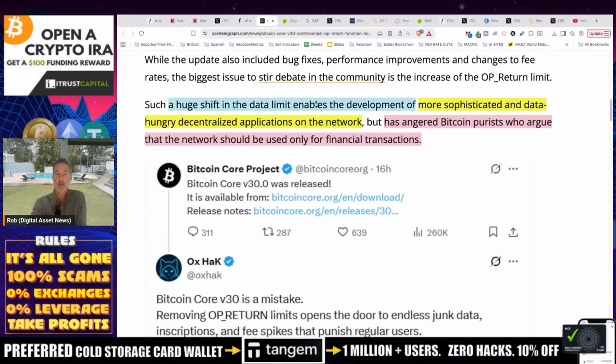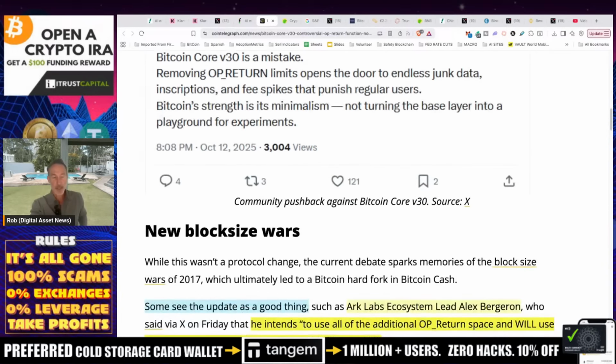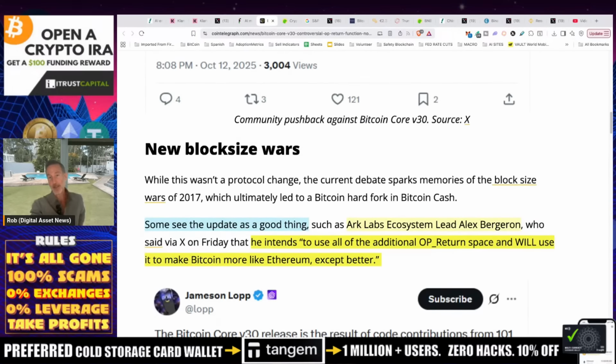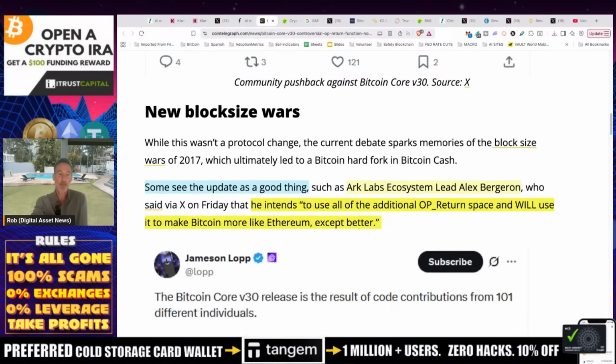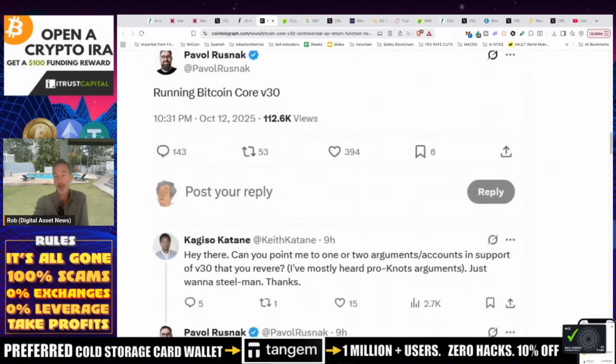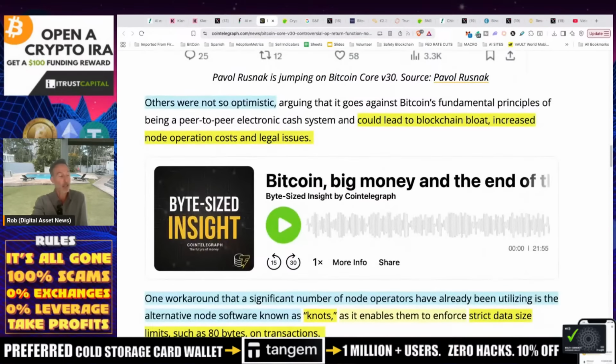So this has angered, of course, Bitcoin purists who argue that the network should be used only for financial transactions. Some see the update as a good thing, though. Arc Labs' Alex Bergeron states he intends to use all the traditional OP return space and will use it to make Bitcoin more like Ethereum, except better. Of course, this is what people are saying: hey, look, Ethereum came out and Bitcoin can do more. So if it can do more, let it do more. But some are saying that's not the case. Others were not so optimistic. It could lead to blockchain bloat.